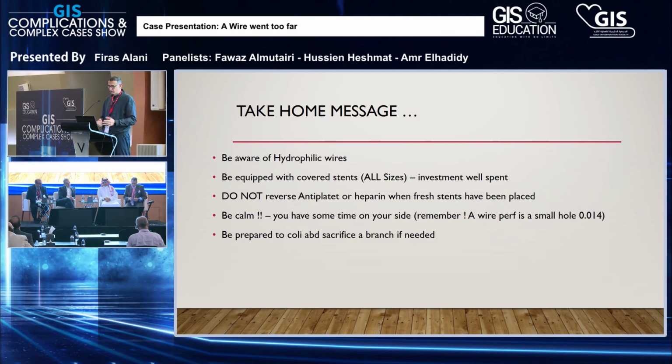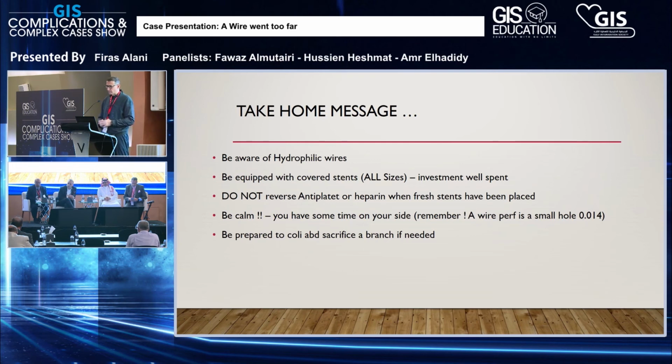The issue here of antiplatelets reversing or heparin reversing, I think the discussion is clearly here. When you have fresh stents, you got to take care of it, and the last thing you want to do is reverse, because the flip side of the complication is full stent thrombosis. It's important to be calm. I think these are important points that were very elegantly pointed out in previous sessions.